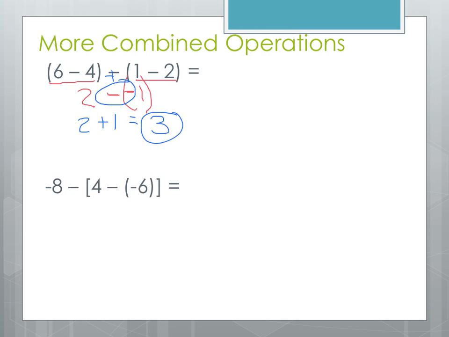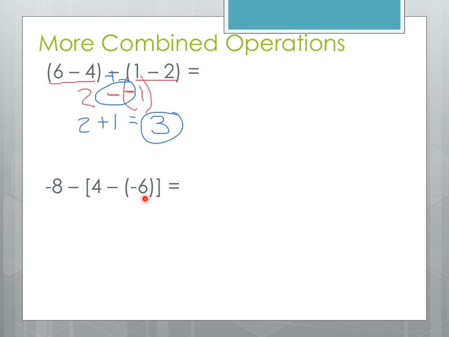In the second example, we have two grouping sets. We have parentheses here, and we've got brackets here. We use brackets after we've used parentheses, just as a visual cue that we could use two sets of parentheses, but the bracket's a visual cue saying that there's another set inside. Okay, so let's look at this here.